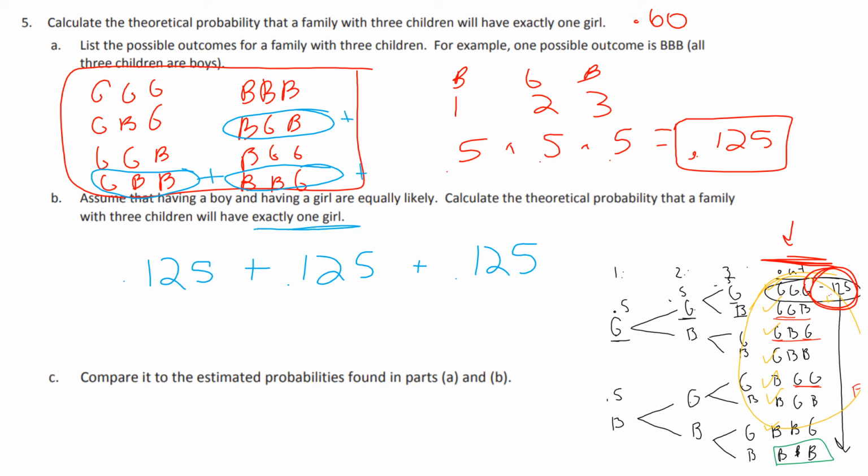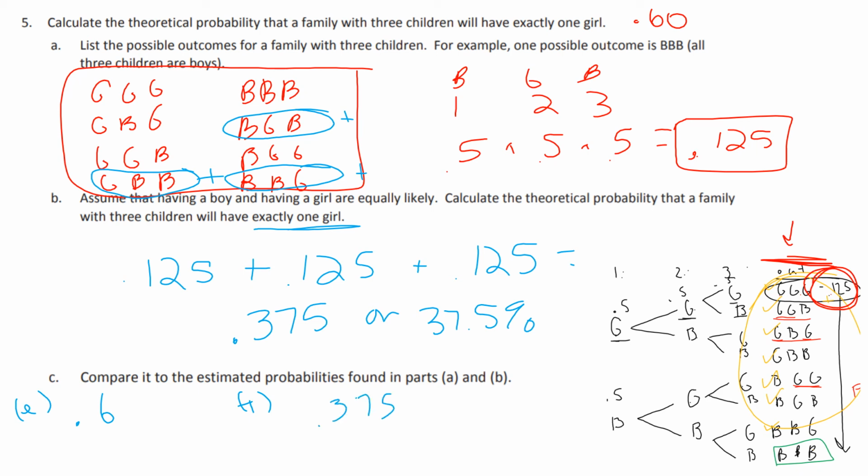This is very similar to what we did in lesson 7. So when you add these up, you'll find that it is equal to 0.375 or 37.5%. Now that says compare it to the estimated probabilities found in A and B. Our estimated probability that we found was 0.6. That's our estimated. And then our theoretical that we found was 0.375.